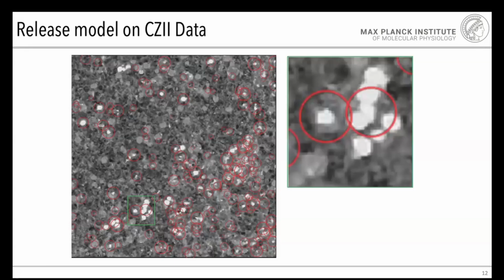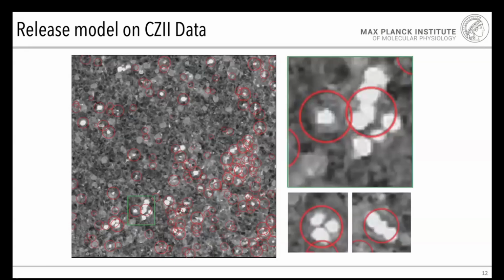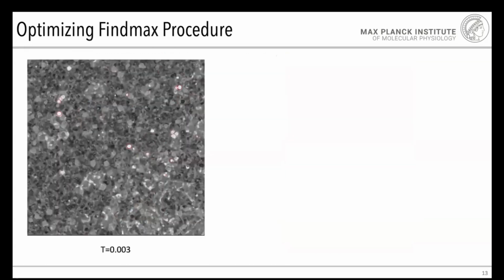But if you look at this example, or this example, or this example, we see that when you have the apoferritin particles that are really densely packed together, TomoTwin is basically saying, yes, that is one apoferritin particle, when actually there's 7 there. So this had nothing to do with the network. You can see from the heat map that the model is actually doing a really nice job, but we had a problem with our find max procedure.